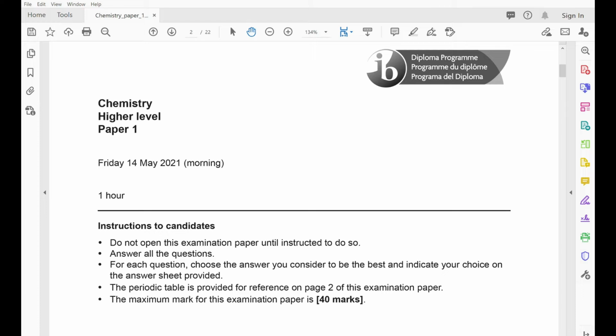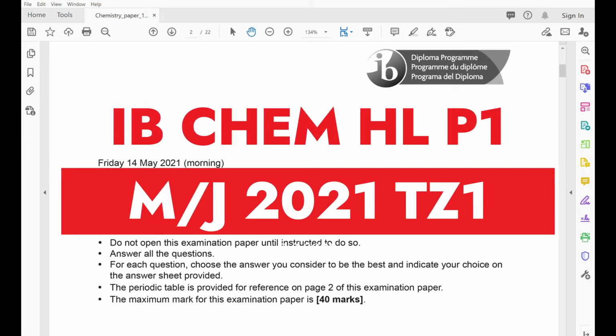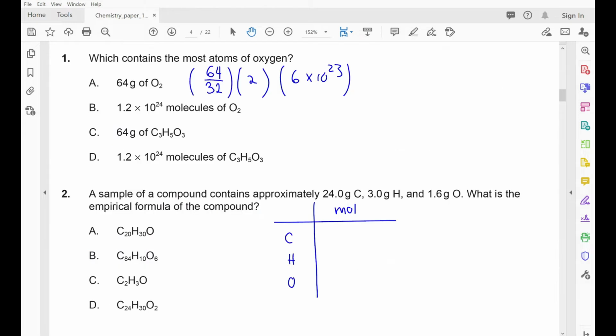Hello, today I'm going to discuss the IB exam paper from May 2021 exam season. This is Chemistry Higher Level Paper 1. Question 1. Which contains the most atoms of oxygen?